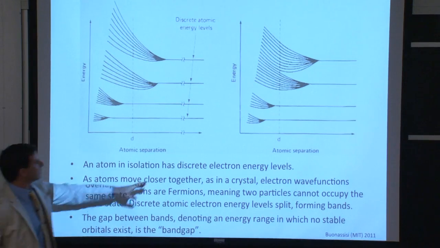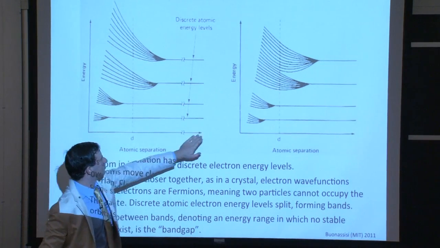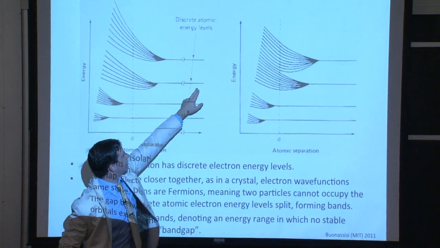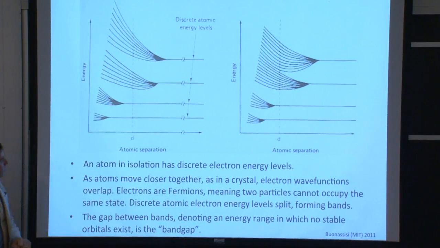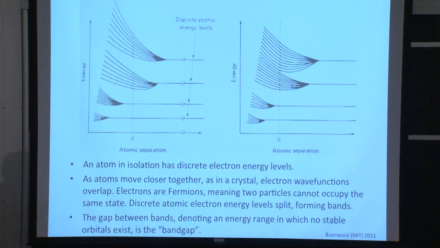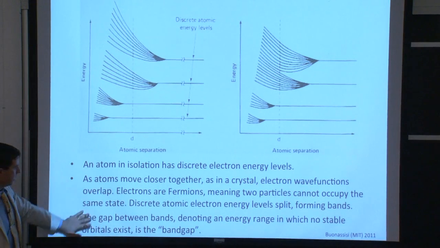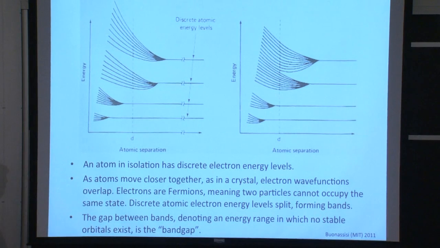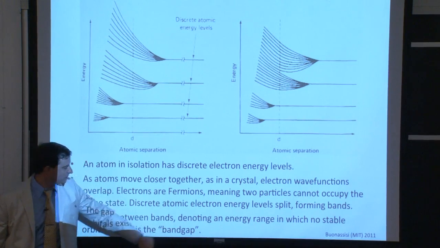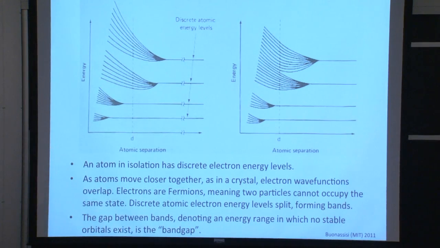And you can see the splitting as you move from right to left, as you move from further to closer on these diagrams right here. First starting with the outermost states, the most valence electron orbitals, and then slowly moving into the core states as well. And the gap between bands, denoting an energy range in which no stable orbital exists, is called the band gap. Sometimes you'll see it all written as one word. Sometimes there'll be a space between the band and the gap. Any questions so far?